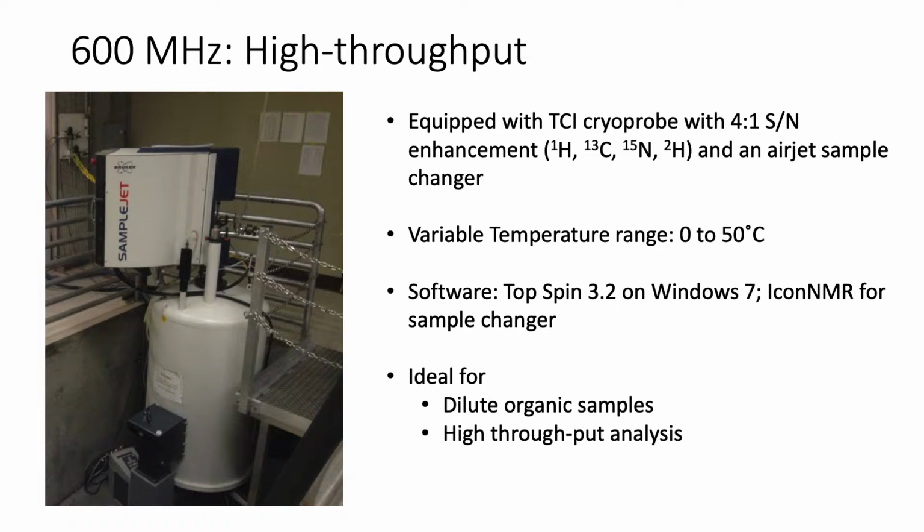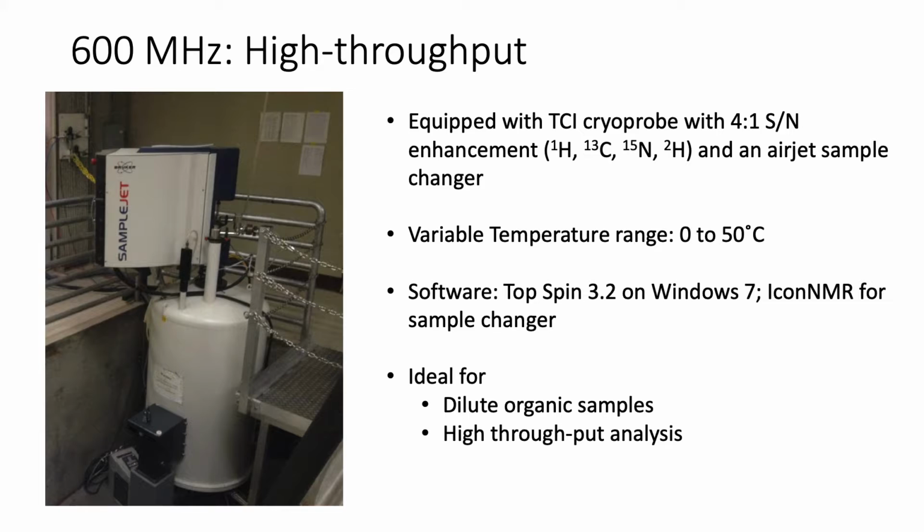We have a Bruker 600 megahertz high throughput NMR, which is equipped with a TCI cryoprobe that allows for 4-to-1 signal-to-noise enhancement for typical nuclei like proton, carbon, nitrogen-15, deuterium, as well as an airjet sample changer. So similar to the 400, this instrument is automated, so you could bring several samples over and it could do them without you having to be there.